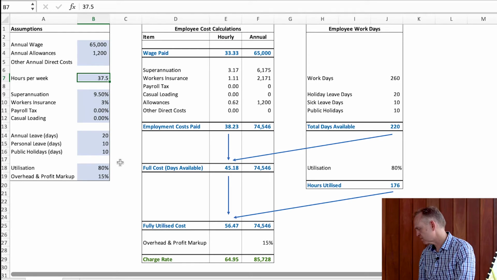Because guess what? Employees don't have to work public holidays. I know as a business owner, that seems crazy to me too. Every day is a work day, but employees, public holidays, you don't need to work. So you need to factor that into your costing.